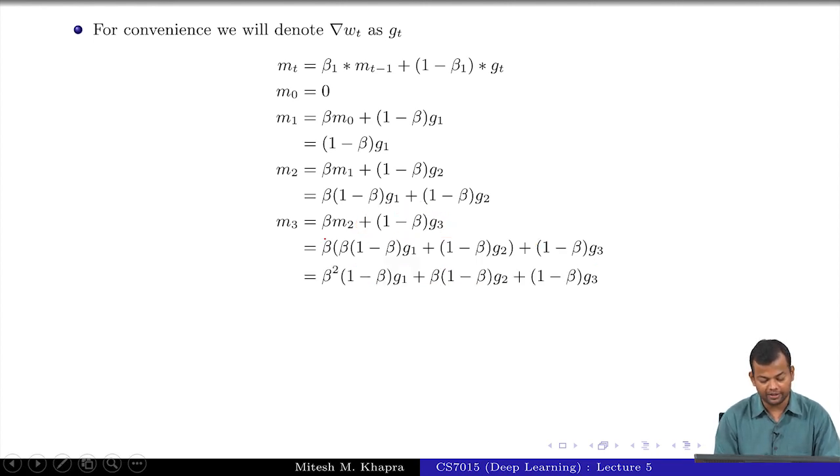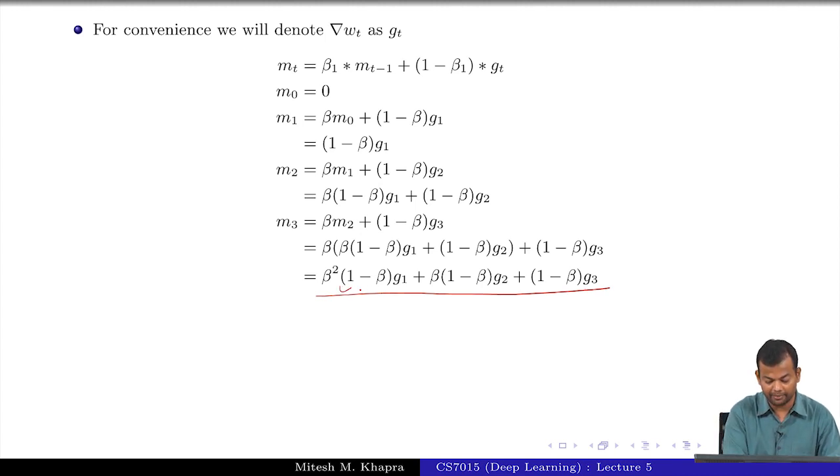Now this already starts looking interesting. You see some pattern here. In particular, we could take these 1 minus beta terms outside. They can be taken common, and then you'll be left with beta square G1 plus beta G2 plus G3.